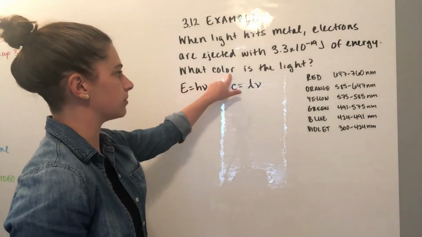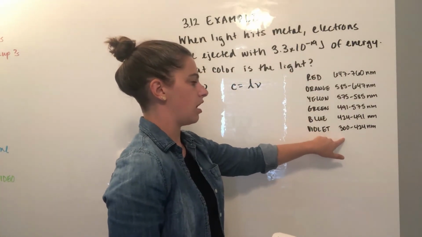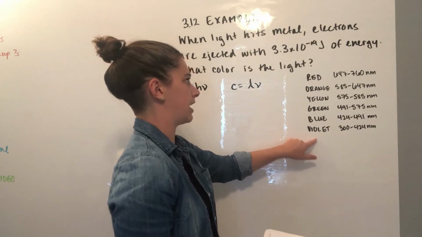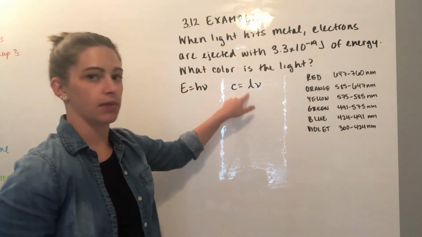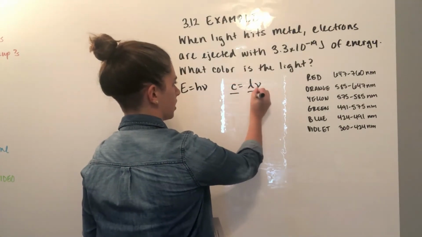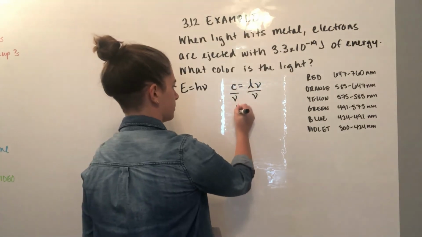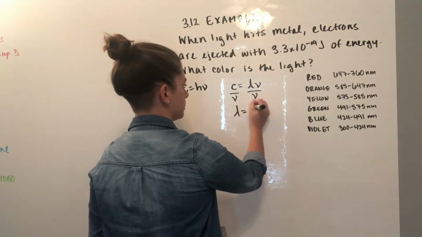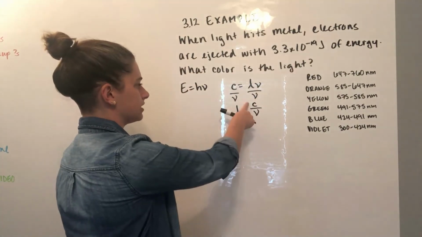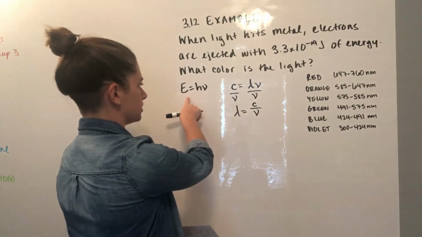In order to determine the color, we need to know the wavelength. Over here I have a table of ranges of wavelengths with their corresponding colors of light. So ultimately I need my number for lambda. To isolate lambda, I'm going to divide each side of this equation by nu. So I get lambda equals C divided by nu. Now C is a constant, the speed of light, but I need to figure out what nu is. That's where this equation comes in.